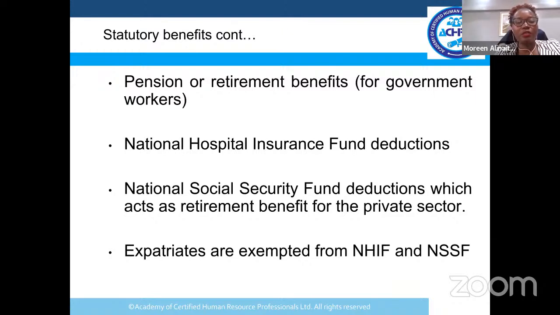We also have the statutory benefit of NSSF, National Social Security Fund deduction, which acts as a retirement benefit for the private sector. Now, this NSSF, I don't know how often people receive their monies. I've not yet retired. I hope when I retire, my money will still be there in the NSSF. I hope it will not have been used up like the NHIF is doing these days.